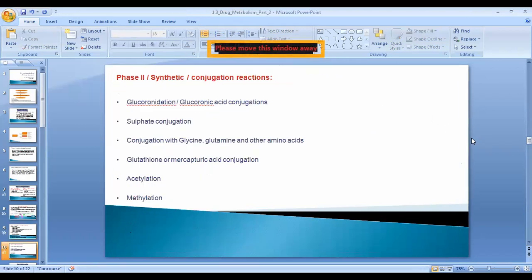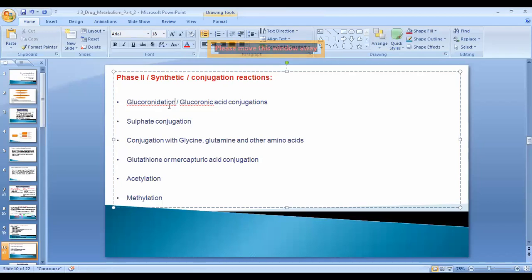Now, the types of reactions given by phase 2 mechanism. Phase 2 mechanism generally involves synthetic and conjugation reactions. Conjugation means formation of new bonds with new moieties. So what type of conjugation? Glucuronidation, the process of forming a conjugate bond with glucuronic acid, that is glucuronidation. Sulfate conjugation, where sulfotransferase enzymes are involved. Conjugation with glycine, glutamine and other amino acids.